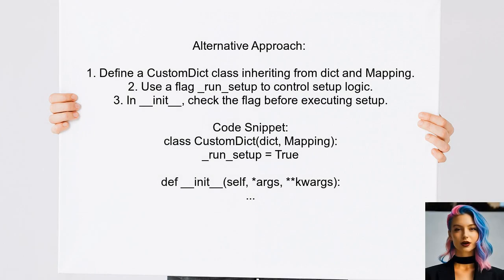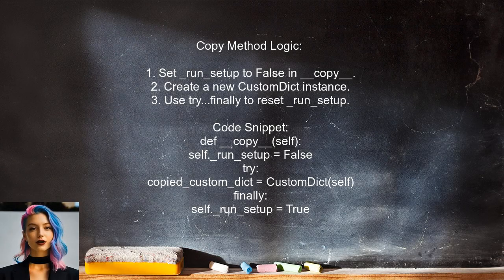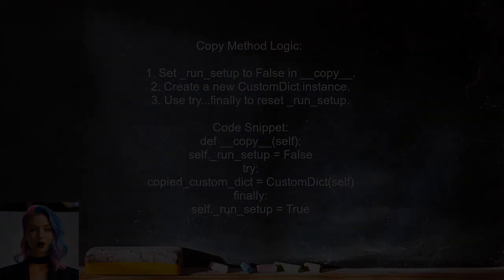An alternative approach involves using a flag to control setup behavior in the class. The user defines a custom dict class that inherits from dict and Mapping. They introduce a flag called runSetup to determine whether to execute setup logic in the __init__ method. In the __copy__ method, the user sets runSetup to False before creating a new instance of the custom dict. This allows them to skip the setup logic when copying. They use try and finally blocks to ensure that runSetup is reset to True after the operation.